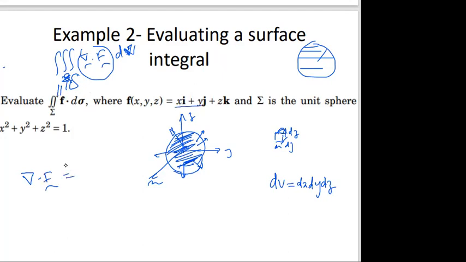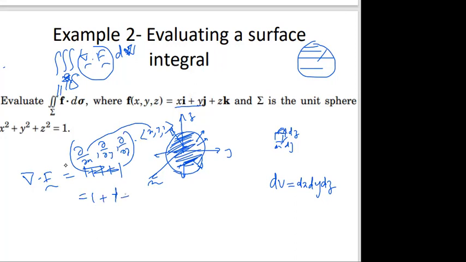F is very easy to find, which is 1 plus 1 plus 1. Okay, partial with respect to x, partial with respect to y, this gradient operator dotted with your function x, y, z. Yeah, this one, 1 plus 1 plus 1, 3. So this is 3, very easy.